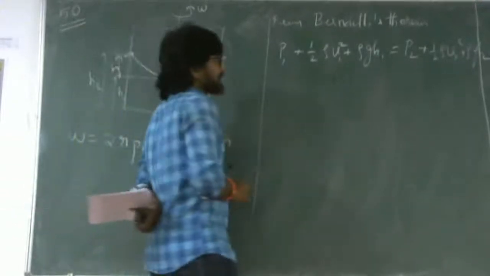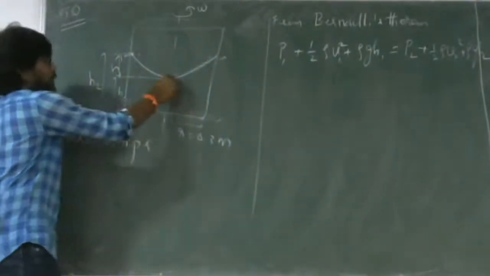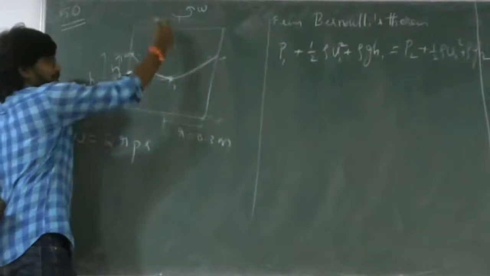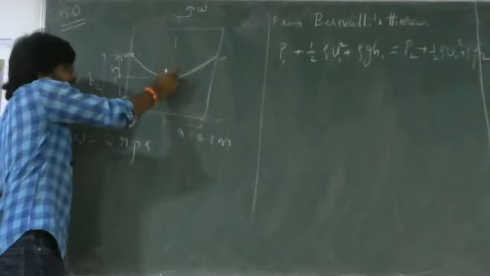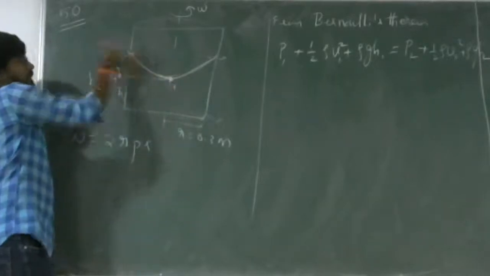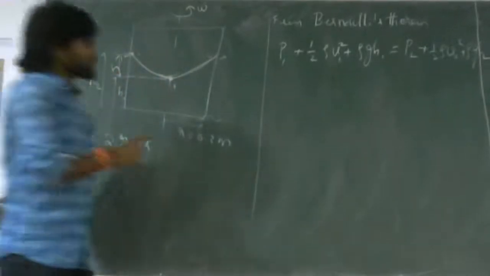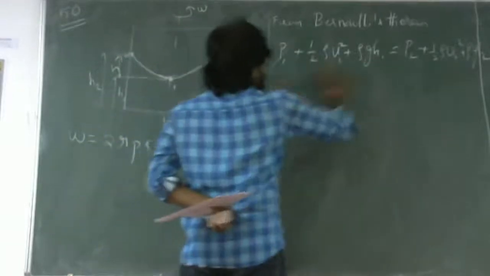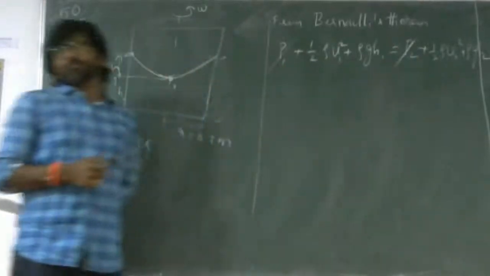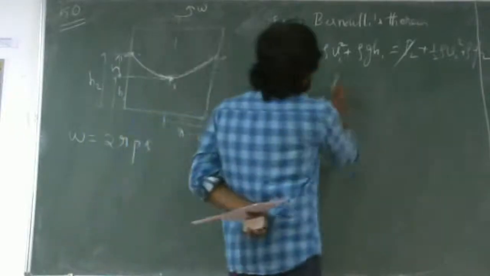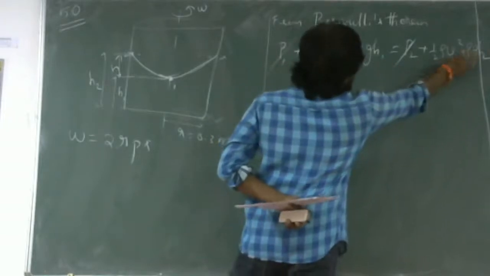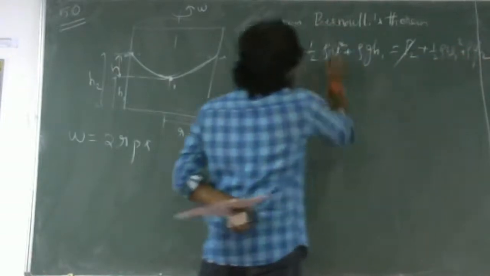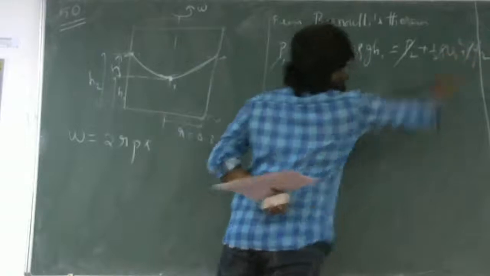So here, if you observe this point 1, exactly at this point, it is exposed to the atmosphere, and this is also exposed to the atmosphere. The pressure just at this point is equal to atmospheric pressure, and here also it is equal to atmospheric pressure. So P1 is equal to P2 is equal to atmospheric pressure, so they will cancel out. And the density, if it is the same, now we can write it as half rho V1 square plus rho g h1 is equal to half rho V2 square plus rho g h2. Rho is common everywhere, so you can remove rho also.